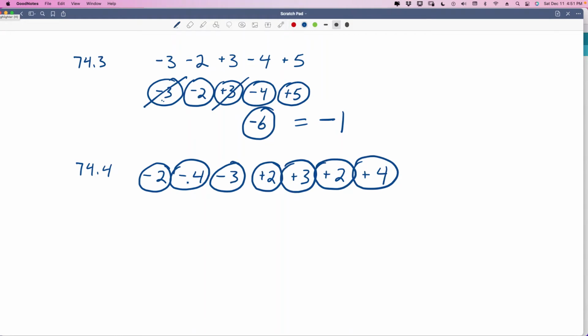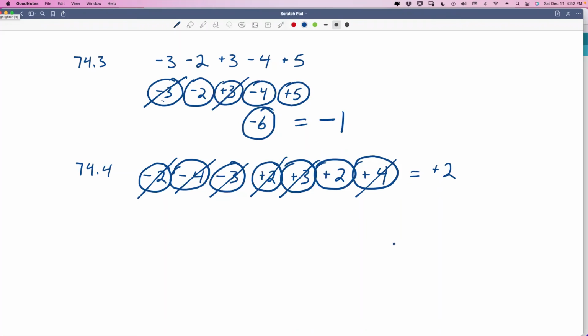So we have a negative 4 and a positive 4. Those will cancel each other out. 4 minus 4 is 0. So get rid of those. We have a negative 3 and a positive 3. Those cancel each other out. So get rid of those. Now we have a negative 2 and a positive 2. Those cancel each other out because 2 minus 2 is 0. So we've gotten rid of everything except this positive 2. So the answer has to be positive 2 because it's the only thing left.